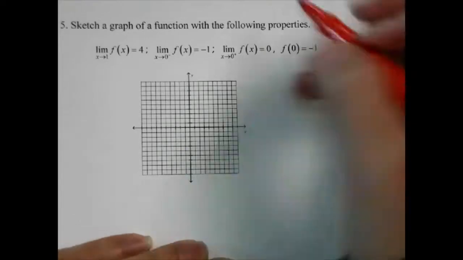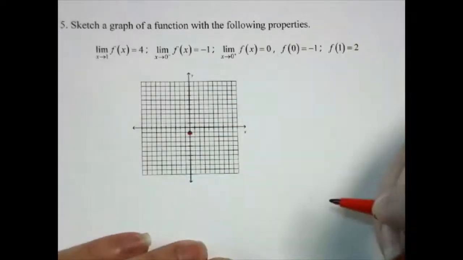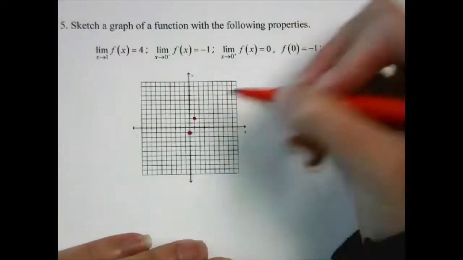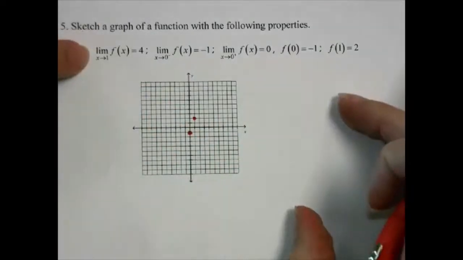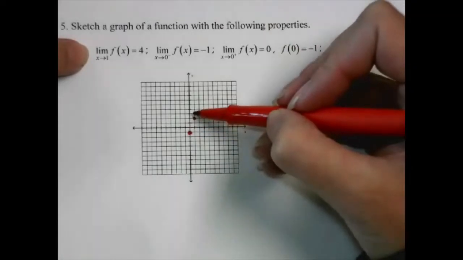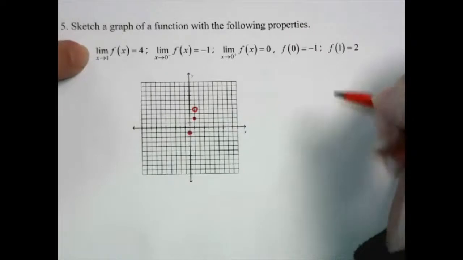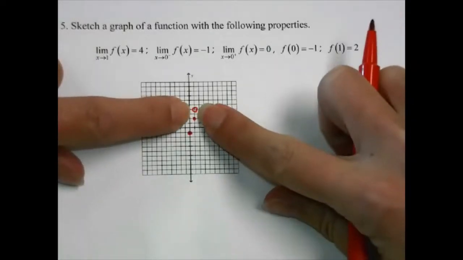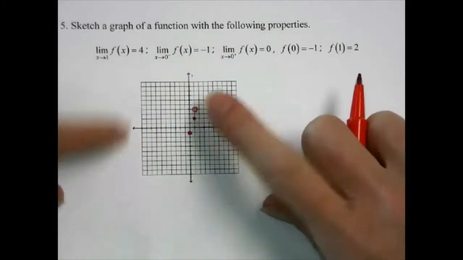So I'm going to start with my knowns. So f of 0 is -1 and f of 1 is 2. Then I'm looking at these limits. So this one here says the limit as x approaches 1 is going to be 4. So I'm going to put an open dot there, because if the limit exists there, it means it's going to approach that from both sides, but it's not going to actually equal there. I'll come back to that.